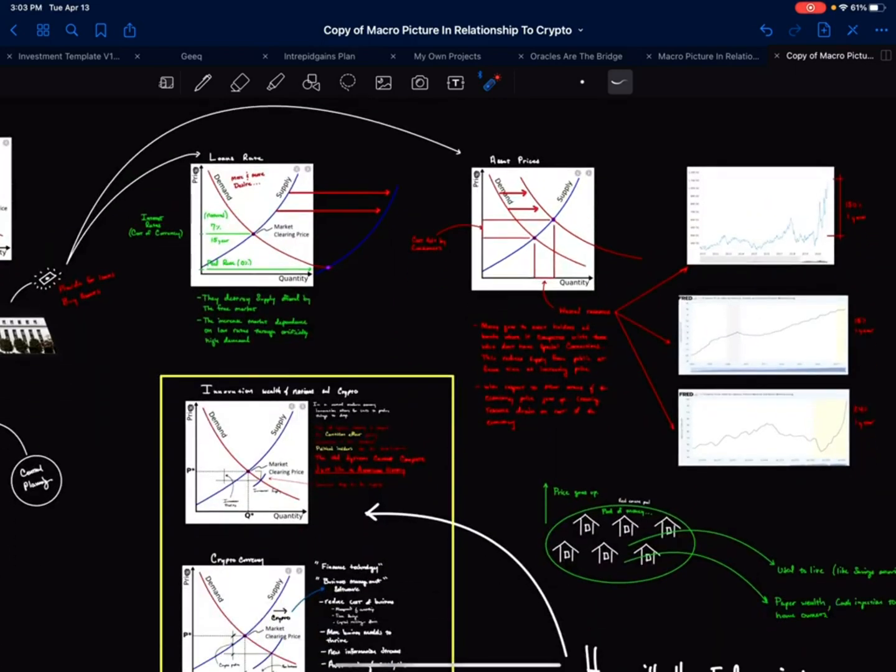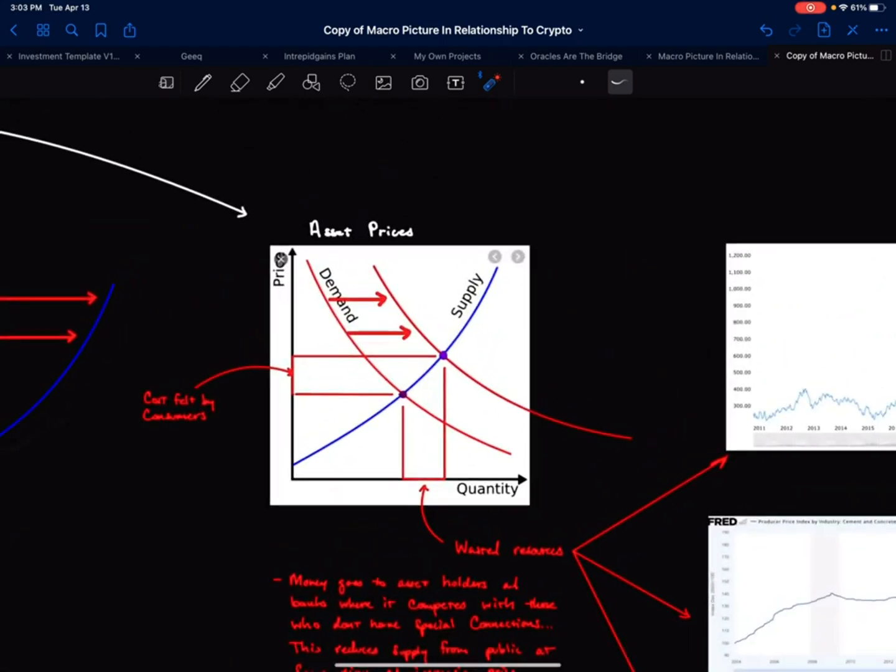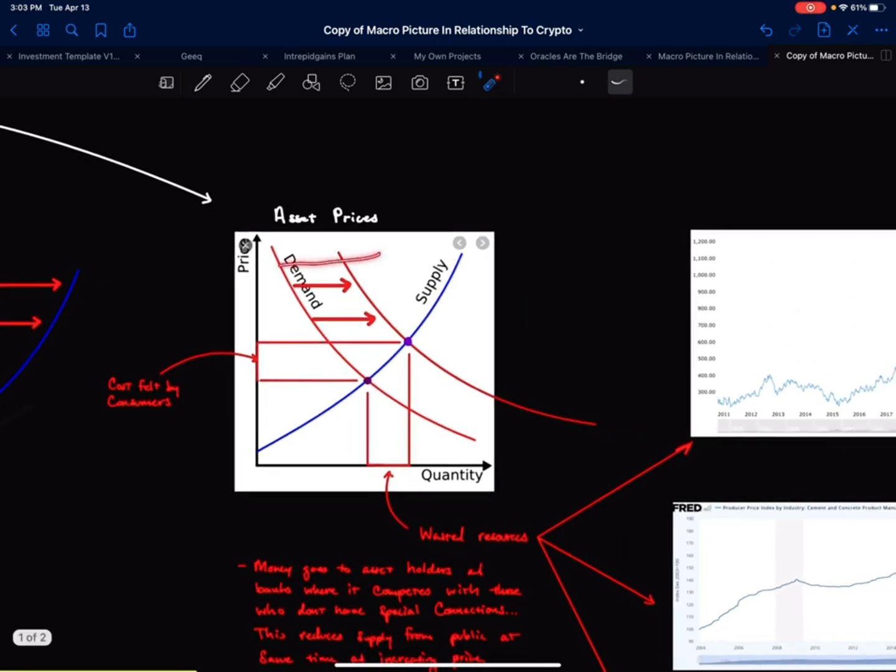Okay, but now we're gonna step into the other thing that they do with money. They can provide it for loans, but they can also buy assets. Okay, so what the government does when they buy assets, they shift the demand curve. The quantity that's demanded by the market, they shift this demand curve to a higher quantity than is normal.